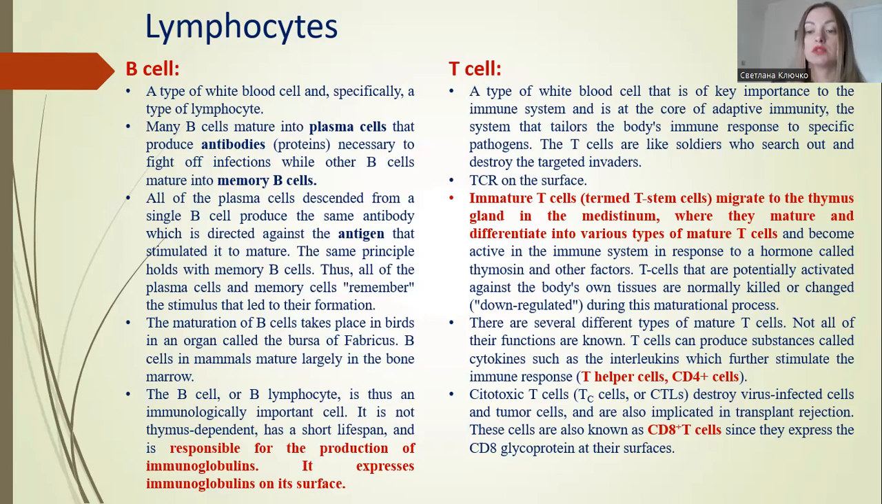T cells can produce substances called cytokines, such as the interleukins, which further stimulate the immune response. For example, T helper cells, CD4 positive cells. Cytotoxic T cells, or T killer cells, destroy virus-infected cells and tumor cells and are also implicated in transplant rejection. They provide anti-transplantation immunity. These cells are also known as CD8 positive T cells because they have CD8 glycoprotein on their surfaces.